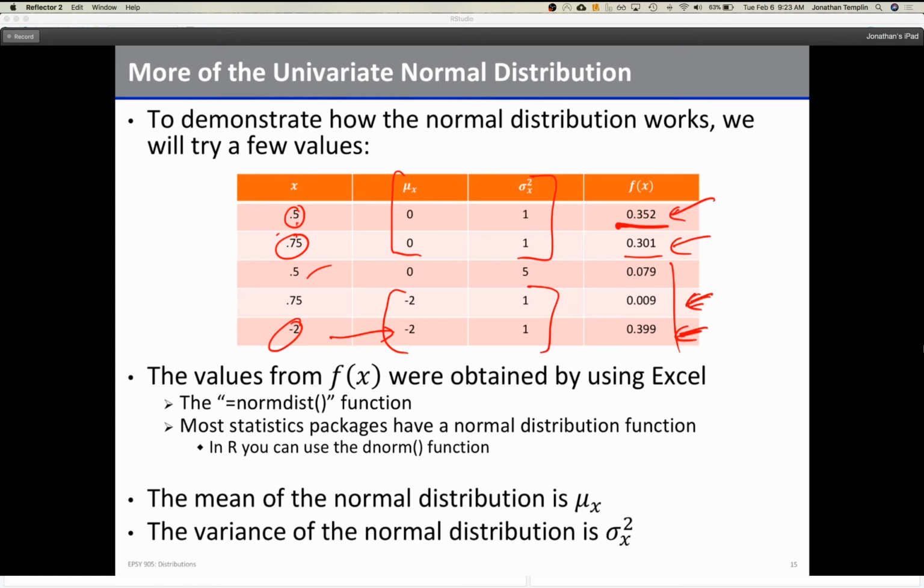Now these numbers, I found using Excel. If you go into any of the cells of Excel and type equals NORM.DIST, it'll pop up a little box asking for a value and the mean, the standard deviation or variance, and it'll give you back the value, the number itself. Similarly, in R, you can use the dnorm function to do this.